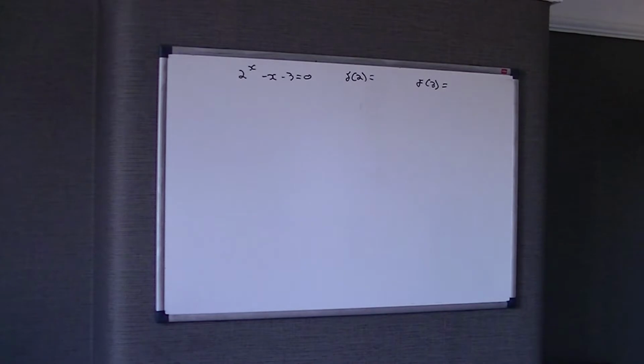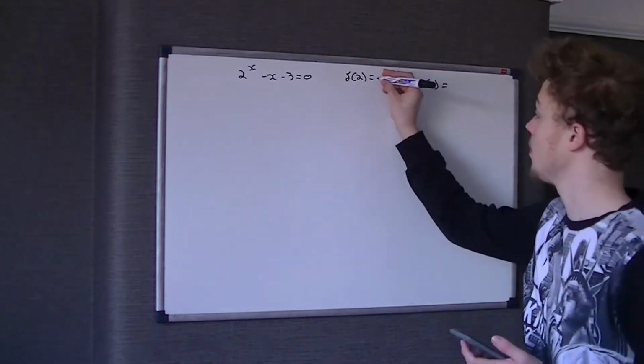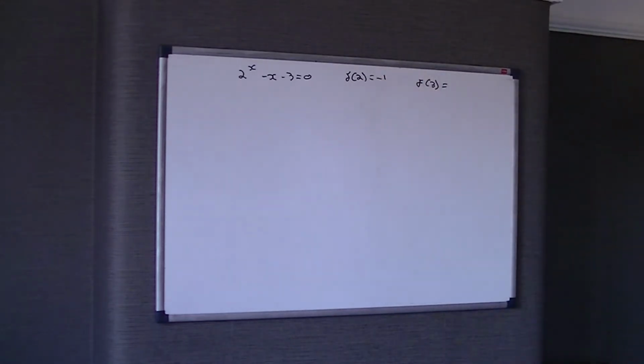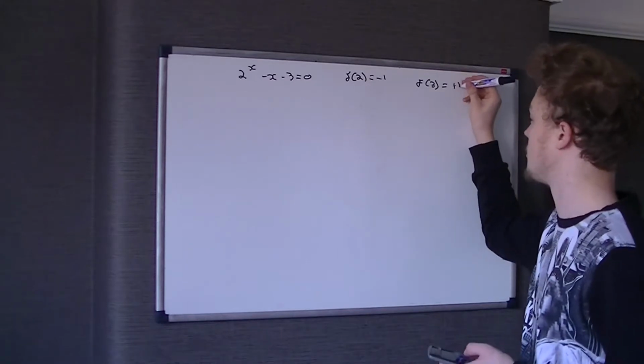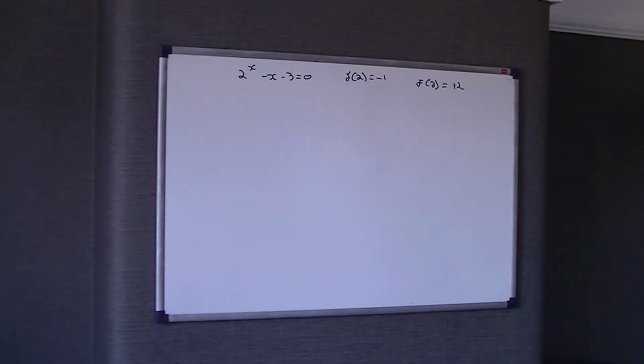So the first thing you would do, as we did before, is put in what f of 2 is and f of 3 is. If you just use a calculator, 2 to the power of 2, or 2 squared, take 2, take 3, you get an answer of -1. If you do that for 3, it's 2 to the power of 3, or 2 cubed, take 3, take 3, and that's positive 2. So we know there's obviously, as we're told, a change of sign.